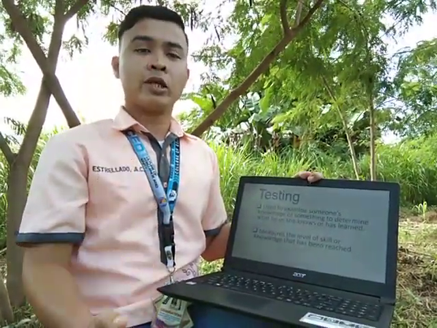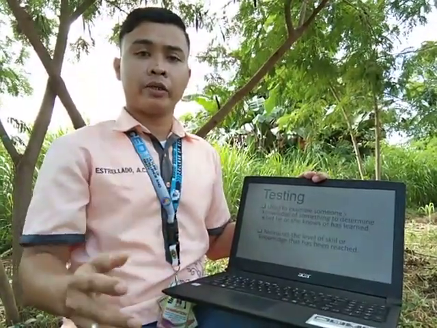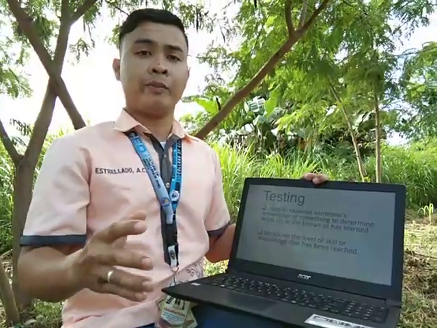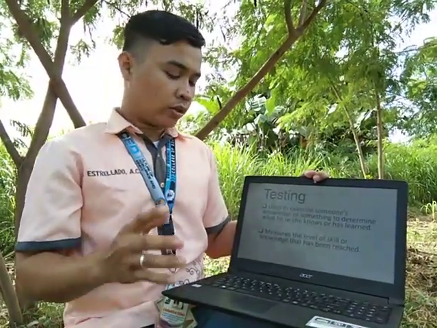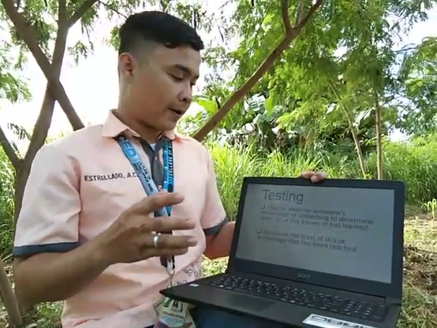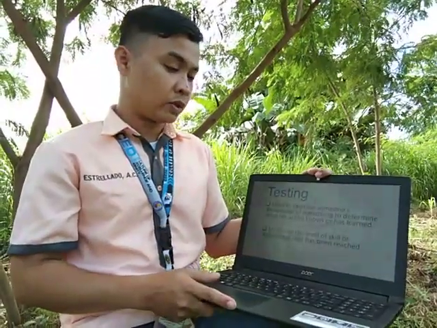So through testing, the teacher now has the knowledge or the information from the student, because testing is the basis for the teacher to know if the student learned from the subject matter, and how much the students learn from the subject matter being taught by the teacher. So through tests, we determine the progress of the students.